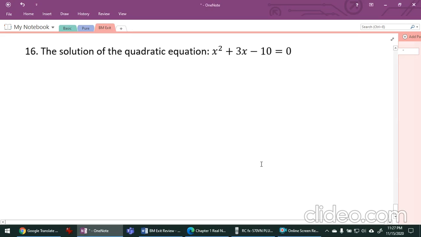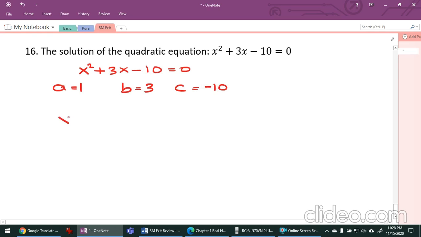Question number 16 is solution of the quadratic equation x square plus 3x minus 10 equal to 0. So x square plus 3x minus 10 equal to 0. You should write a, b and c. What is a? The number before x square, the coefficient of x square, that is 1. What is b? Coefficient of x, that means 3, the number before x. Then the last number is c, so minus 10, you should write minus 10. If it is minus, you should write minus, plus, you should write plus.